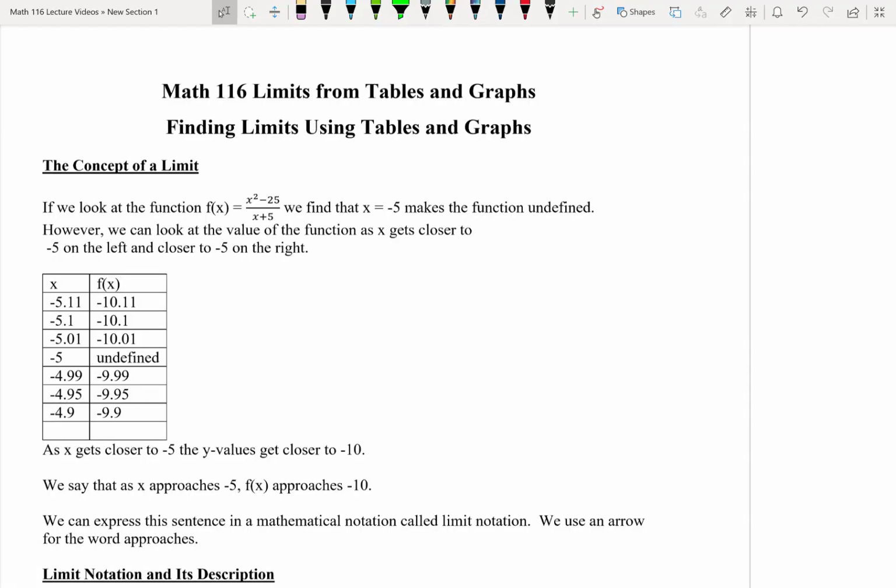Limits from tables and graphs. Here we're going to explore this concept of a limit. If we look at the function f of x equals x squared minus 25 over x plus 5, we find that x equals -5 makes the function undefined. And in fact, you may recall when we studied rational functions that the fact that the numerator and denominator share the common factor of x plus 5 means there's a hole.